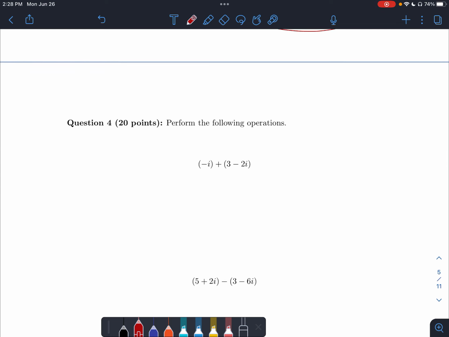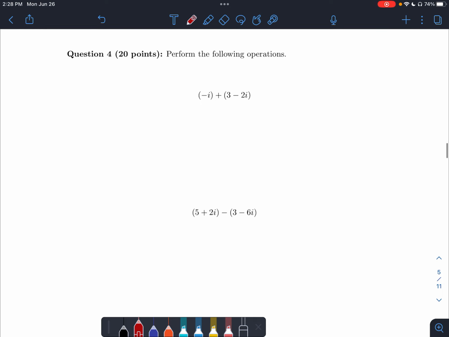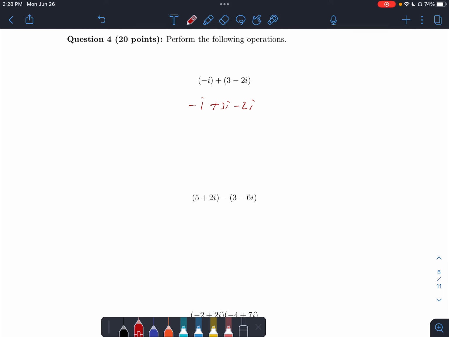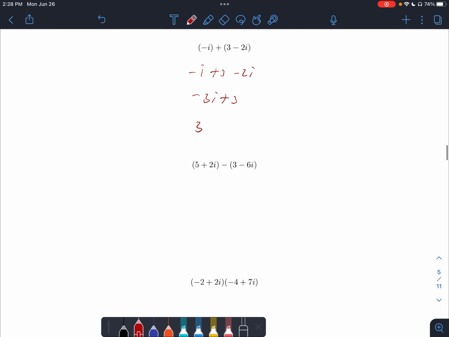So for this next one, we want to perform the following operations. We're going to be adding, subtracting, multiplying, and dividing complex numbers. So here we have negative i plus 3 minus 2i. So all we do here is just add straight across. So we have negative i plus 3 minus 2i. Actually, sorry, this is not 3i. This is just 3. So negative i plus 3 minus 2i. Negative i and negative 2i. So we have negative 3i plus 3. But typically, it's more customary to write the imaginary part second. So we'll have 3 minus 3i.